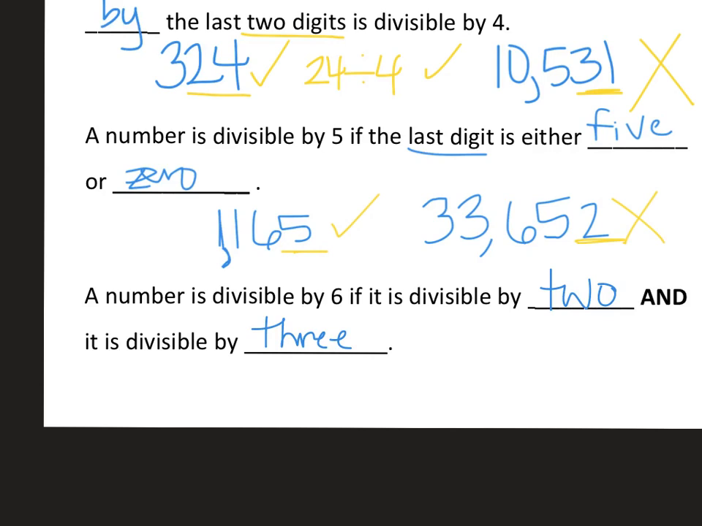So let's test this one out real quick. That 324 we saw before. Okay, I know it's going to pass the rule for 2 because it's got an even number in that last digit.